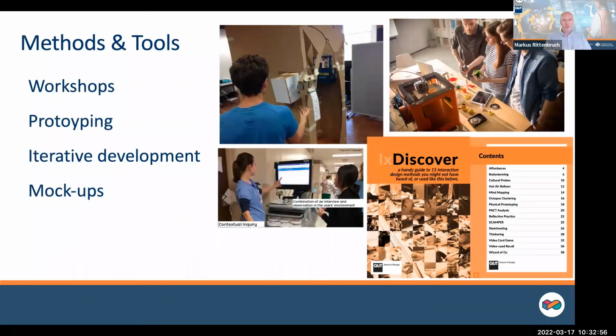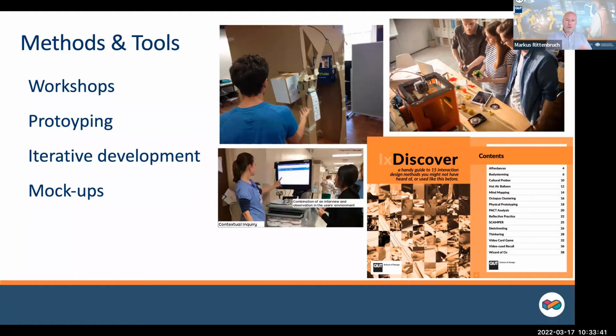So I talked a bit about methods and tools, and these are really central to the actual doing of PD and the process of PD. And throughout the last 40 or 50 years, there have been many examples and many methods and tools that have been tested and trialed. Some of the most common ones are design workshops, where designers and stakeholders get together to design specific outcomes. The notion of prototyping, the notion of iterative development, and very much the notion of mock-ups, of building examples of technology at different levels of fidelity. It can be very low level using paper and cardboard, or it can be very high level.